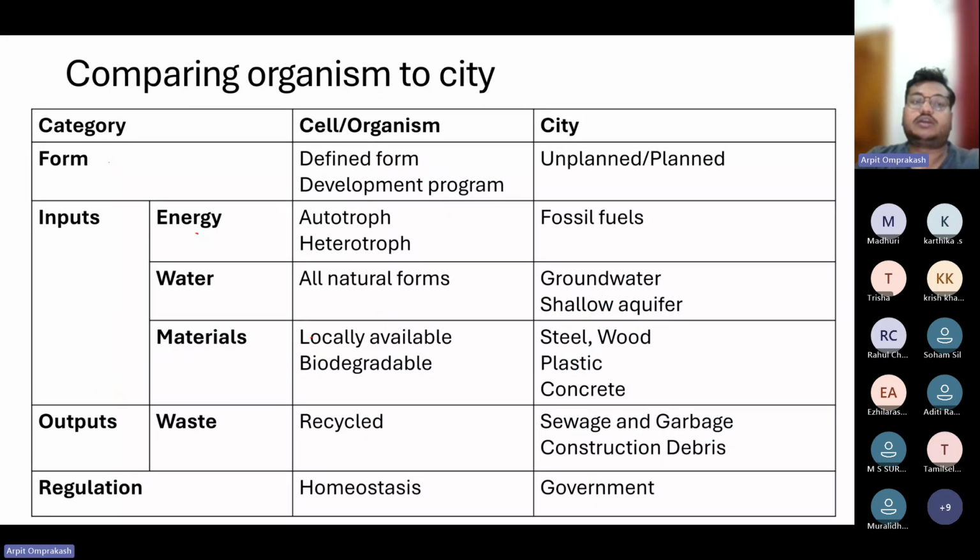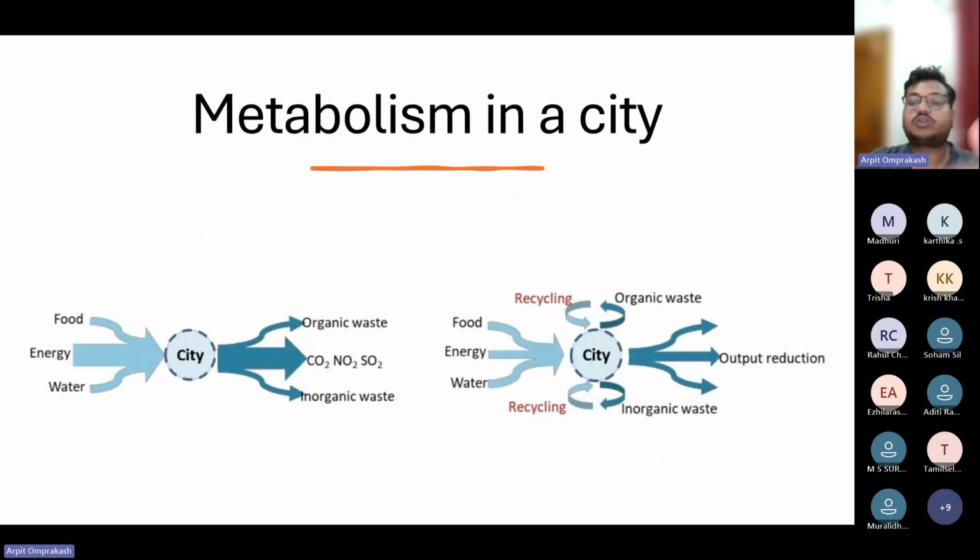Right. And people have talked about how urban metabolism happens. For example, here we see an example of a linear metabolism in a city. What's happening is the city is getting food, energy, and water from different sources, and it's producing organic waste such as sewage, inorganic waste such as plastic, and all these different gases that are being released, mostly due to us breathing and also vehicle emissions and burning of fossil fuels and so on.